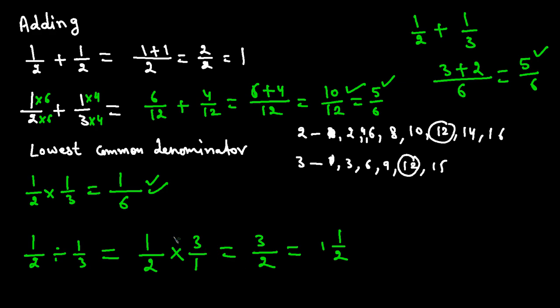Okay, so when you're multiplying, multiply the numerator with the numerator, the denominator with the denominator. When you're dividing, write the first fraction as it is, change the division sign to a multiplication sign, and write the reciprocal of the second fraction. Okay, and then do the multiplication. So that will be the division of those two fractions.